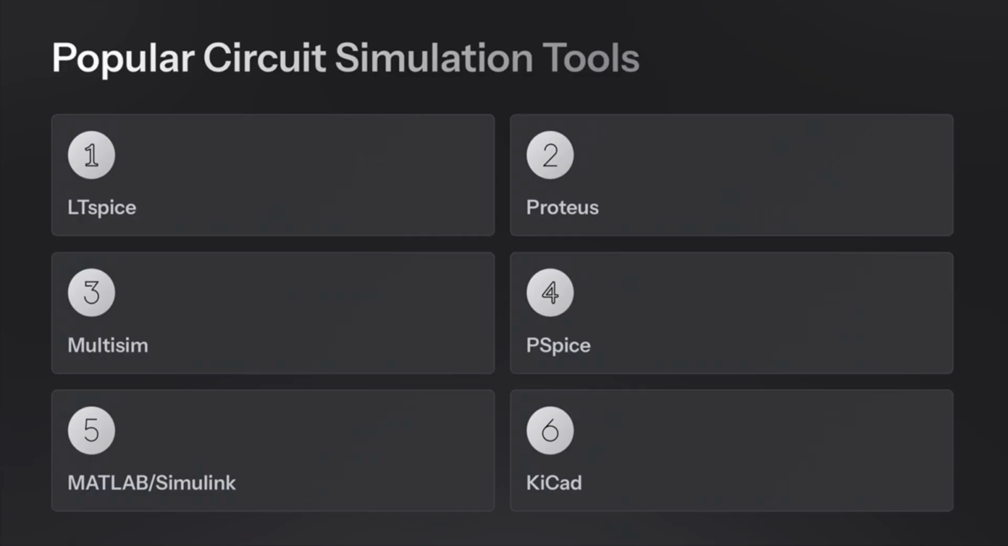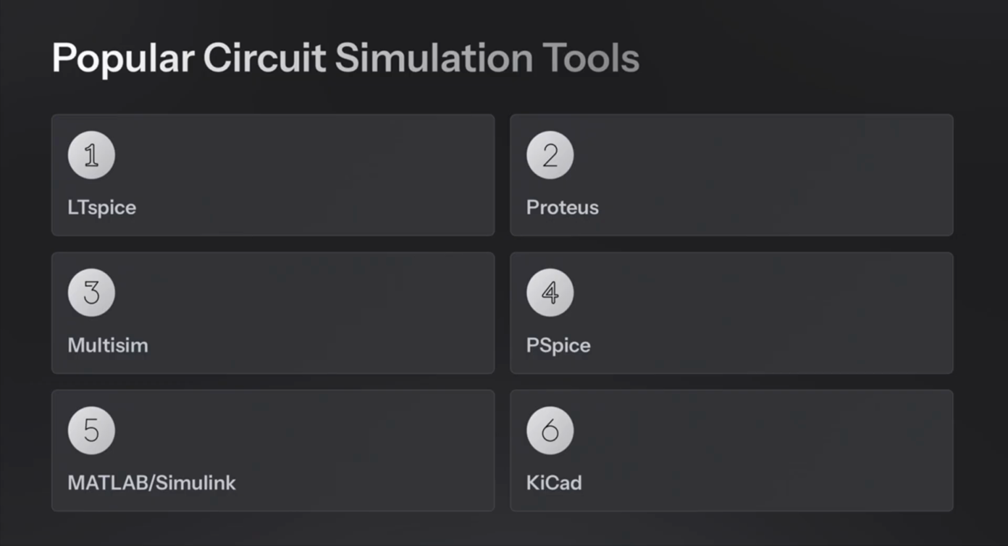It's a free and very fast SPICE-based simulator mainly used for analog and power electronics circuits. Next is Proteus. Proteus is especially popular for embedded systems because it allows you to simulate both the circuit and the microcontroller code at the same time. Multisim is another well-known tool widely used in education. It has an easy-to-use interface and supports both analog and digital circuits.